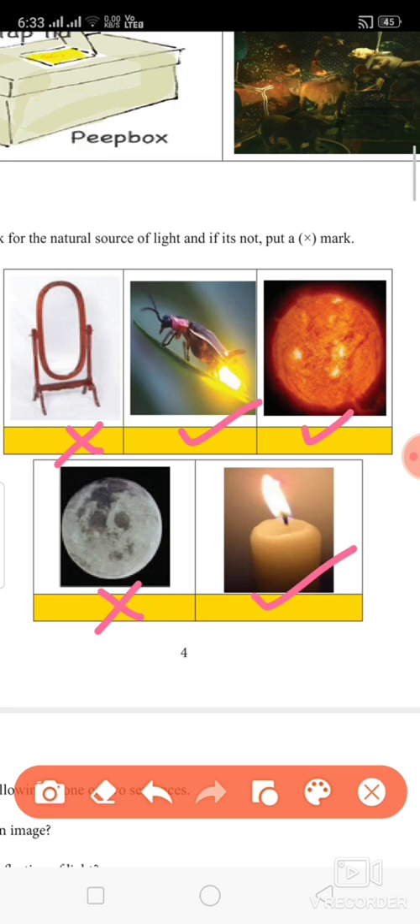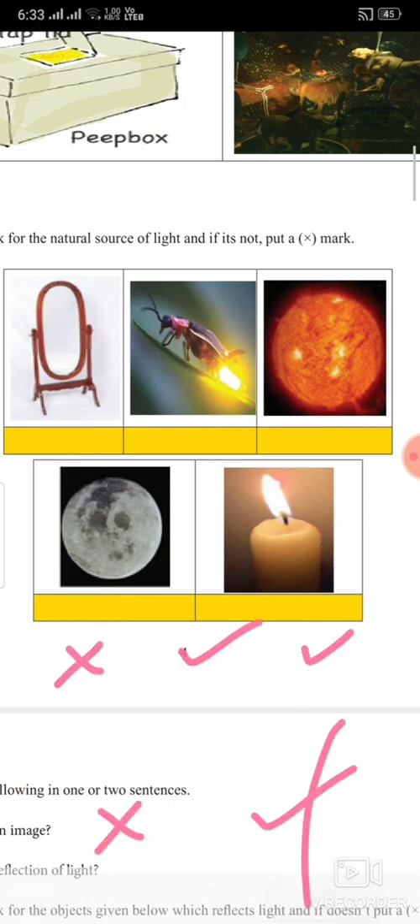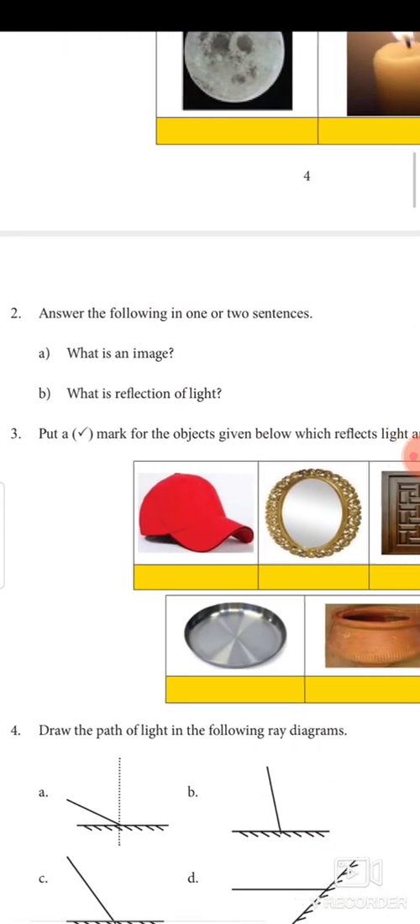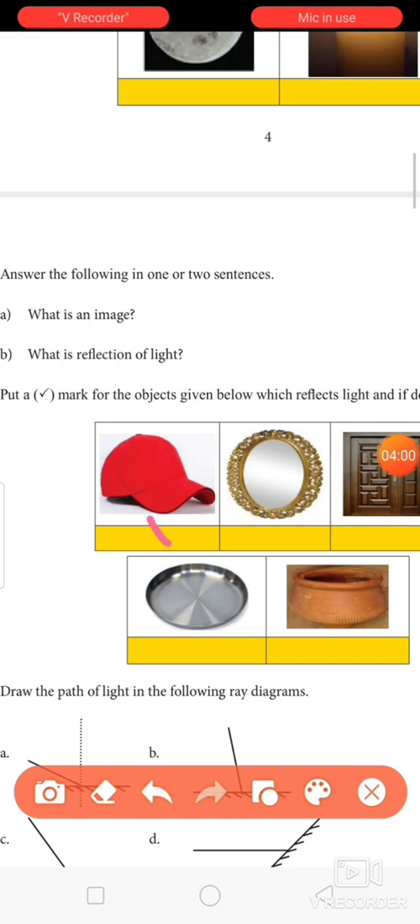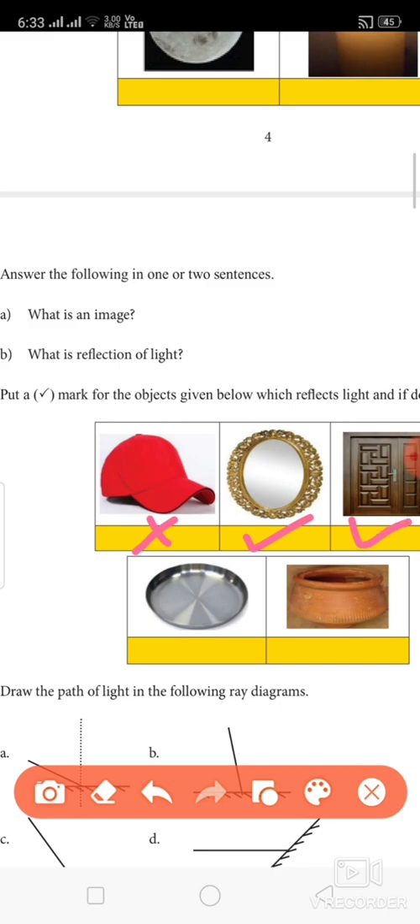And let's move on to the second question. The second question is question and answer. So let's see the answers later. Let's see the third one. Put a tick mark for the object given below which reflects light, and if it doesn't, put a wrong mark. So it will not reflect. It will reflect. Since the varnish is coated on the door, it will reflect. It will reflect and it will not reflect. So this is the answer for the third question.